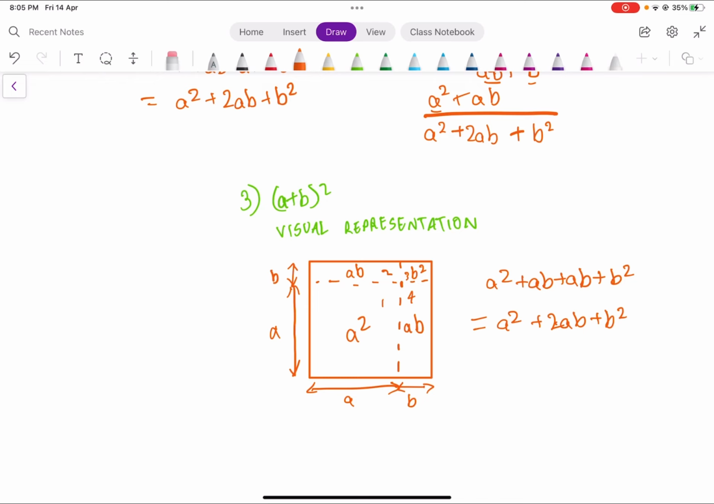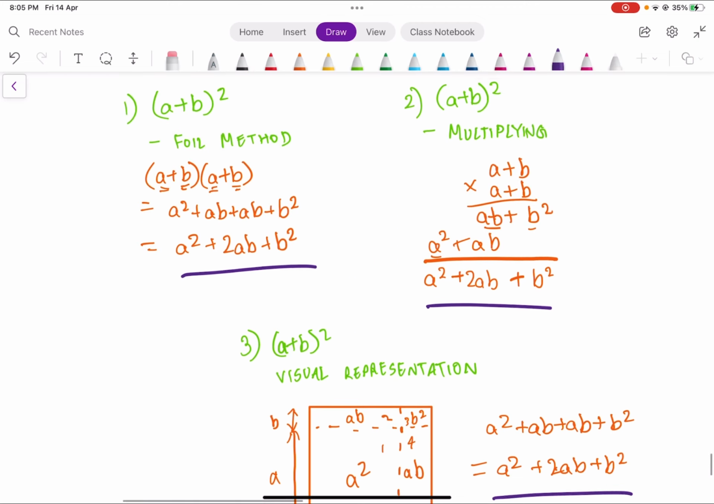So in all three of these, we got the same answer, a squared plus 2ab plus b squared. Again, a squared plus 2ab plus b squared. And then lastly, a squared plus 2ab plus b squared.